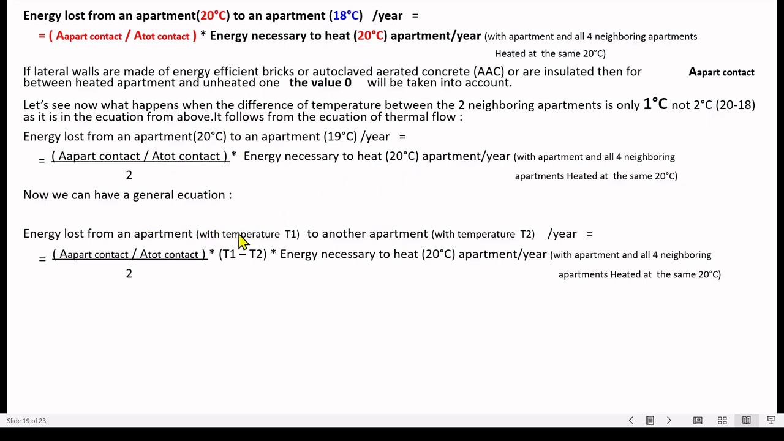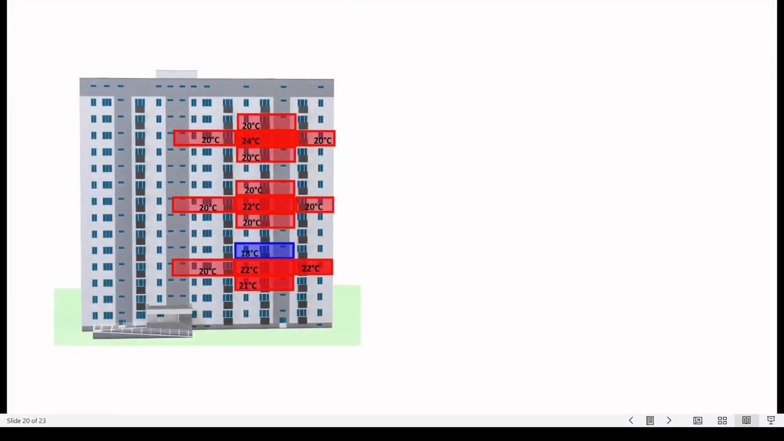After that, we can conclude a general formula: if we have temperature T1 and another apartment T2, this is the formula which describes the losses from T1, which we suppose is superior to T2, which is inferior. And this is the energy necessary to heat the superior T1 temperature apartment a year. Now let's see those formulas in application for those three situations.